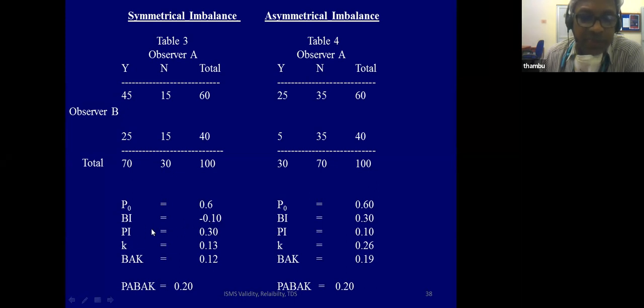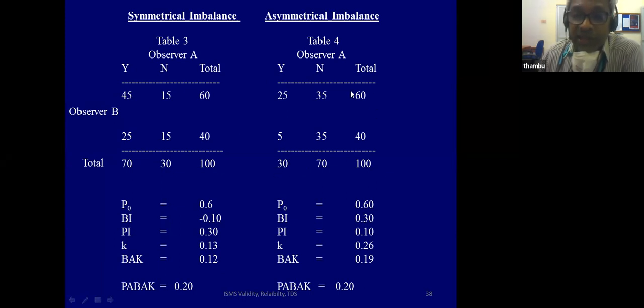Bias index is minus 0.1. Prevalence index is 0.3. The kappa comes to 0.13. The bias adjusted kappa doesn't change much. It goes to 0.12. Here, on the other hand, are asymmetrical totals.